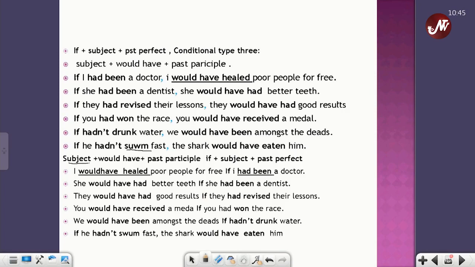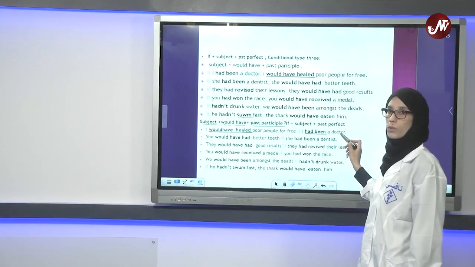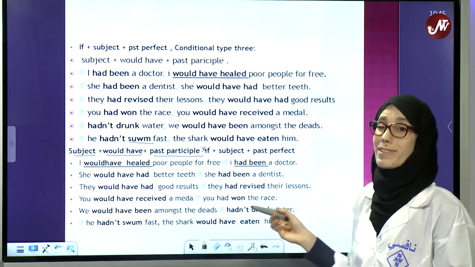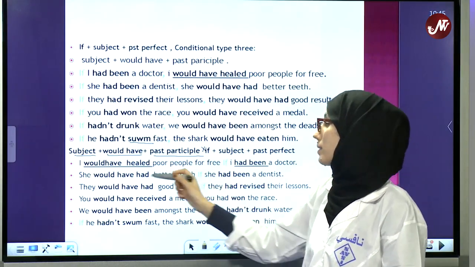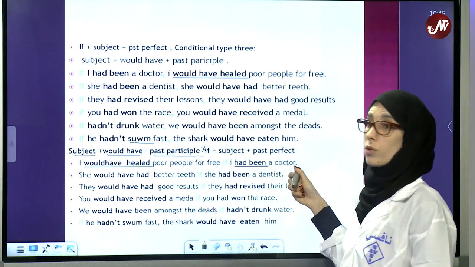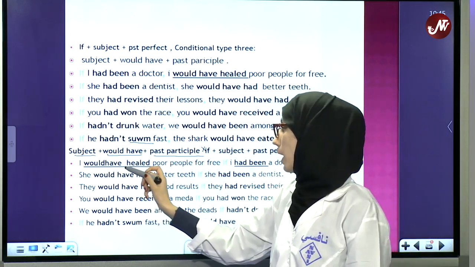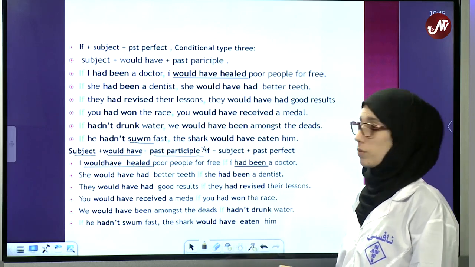Okay, here we have the subject plus would have plus past participle, then if plus subject plus past perfect. Why don't we have any commas here? We don't have any comma because we have reversed the result with the condition. So I would have treated poor people for free if I had been a doctor. Now it's too late to be a doctor, but if I had been a doctor in the past, I would have treated poor people for free.